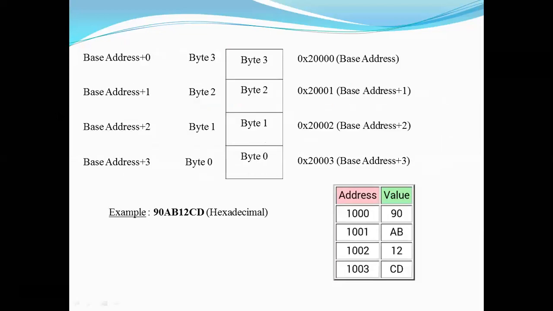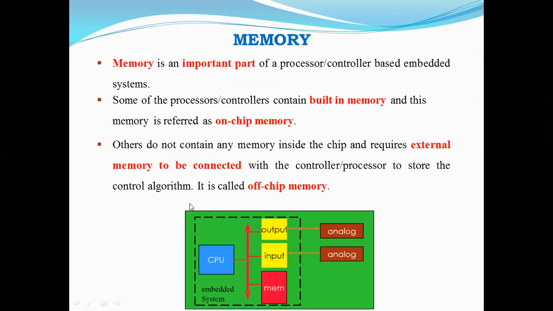Just go through the example here. The same example is given, 90AB 12CD. Suppose this data has to be stored in the memory. You can see at the right corner here, in the first memory location 1000, the higher byte 90 is stored. Next, AB is stored in 1001, 12 is stored in 1002, and CD is stored in 1003. So this is how the data is stored in big endian format.